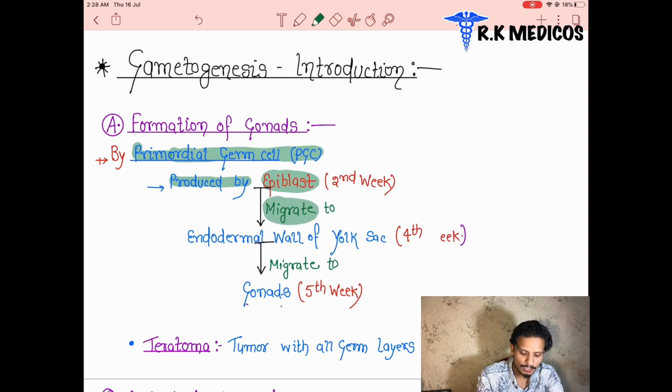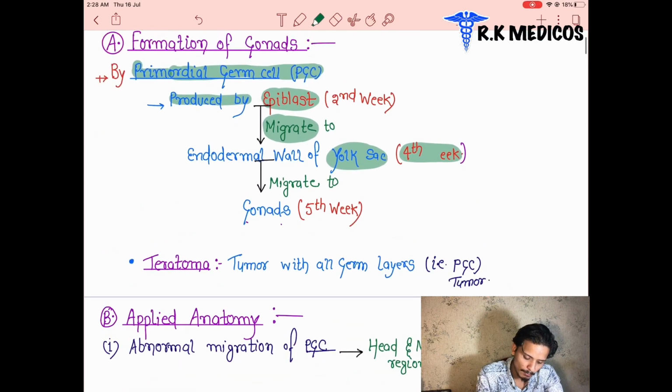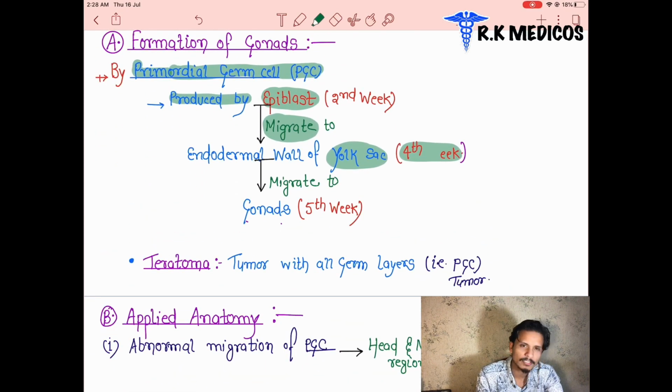They start from the second week and migrate at the time of the fourth week. After that, they again migrate from the yolk sac to the gonads, the male gonads. They are present in the testis. They are the male gonads, and the female gonads will be the ovaries. So they are transported in which week of life? That is the fifth week.